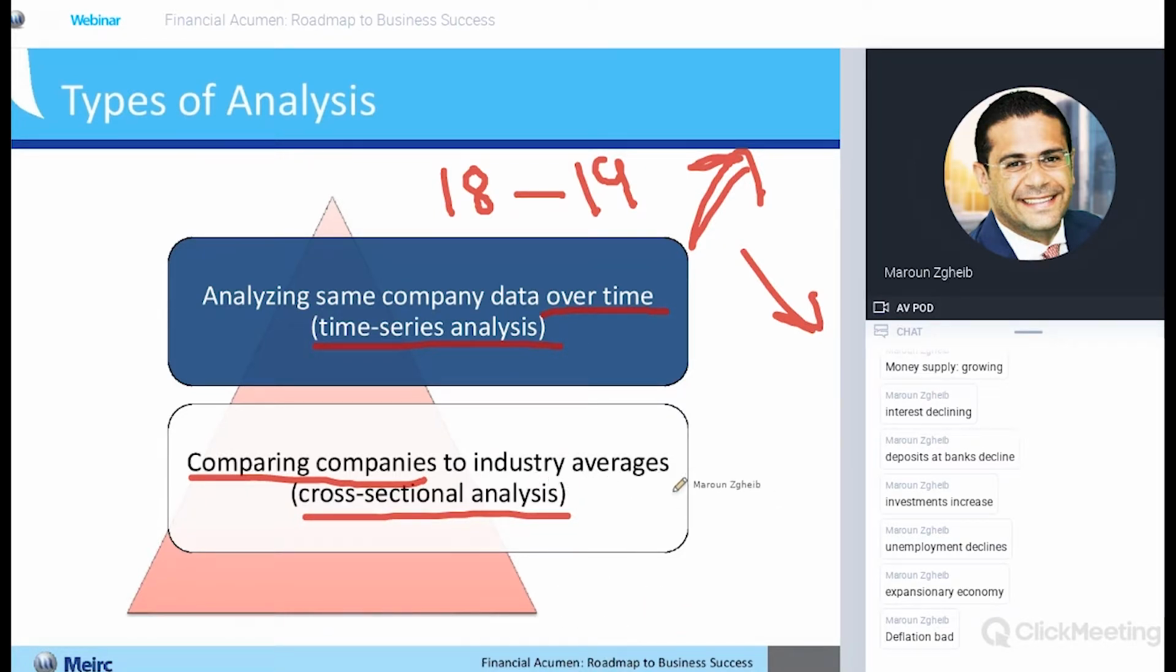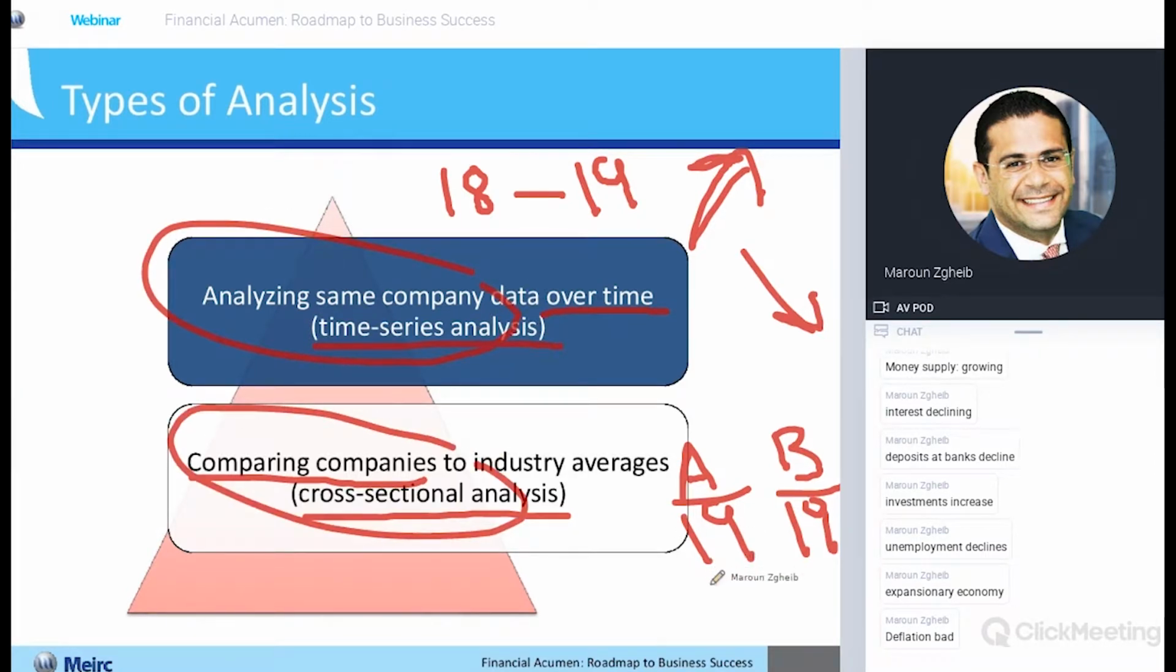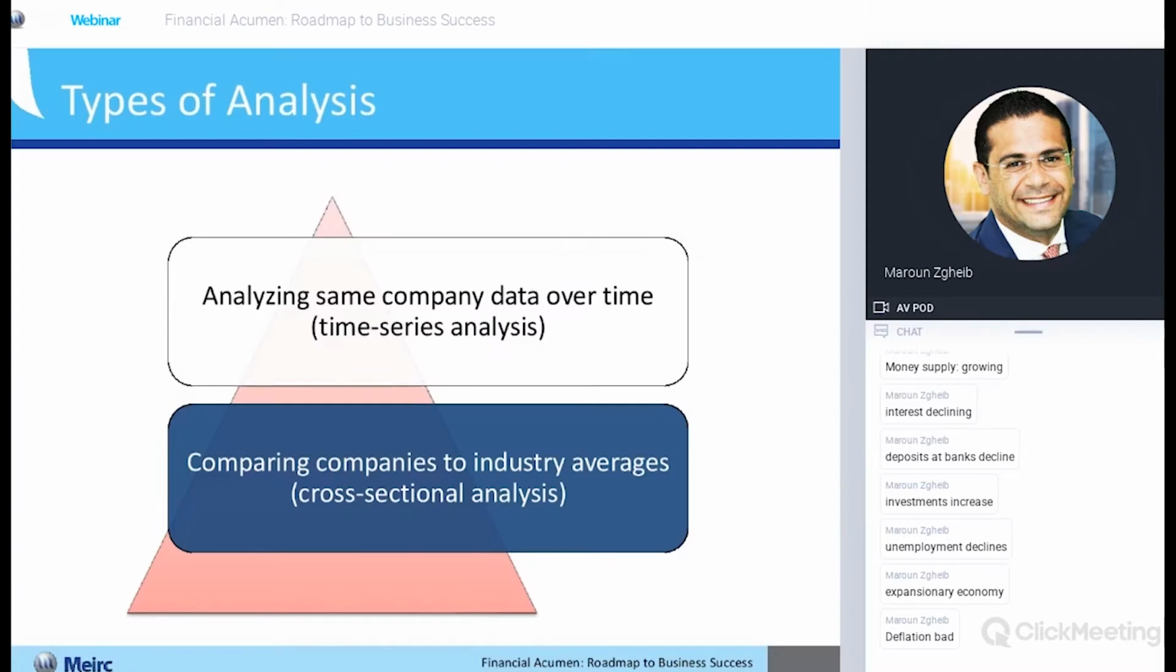And the cross-sectional analysis will have two companies. We'll have company A and we'll have company B. And for both companies, A and B, we'll be analyzing, for example, year 2019 versus 2019 to see which company performed better during that year. Both analyses are important, because looking at yourself alone is not enough, and looking at the competition alone is not enough. You need to see how you're performing against yourself and how you're performing against the comparable and competitive companies in the market.